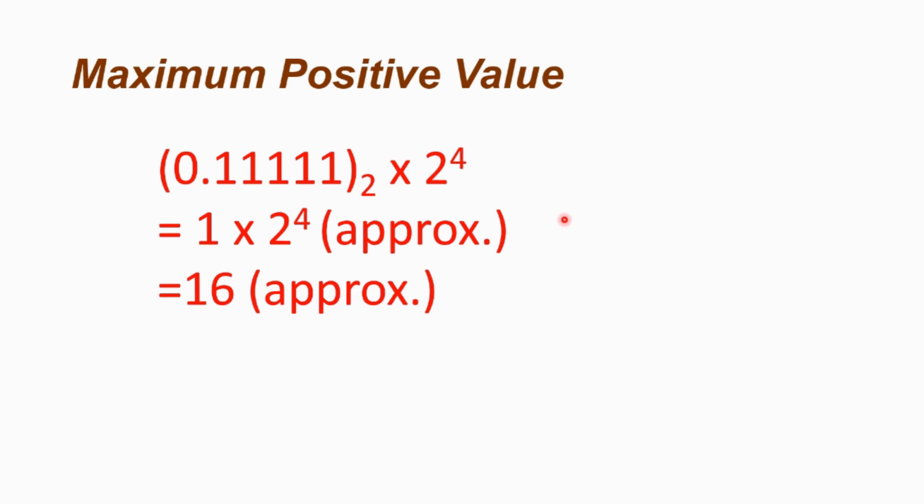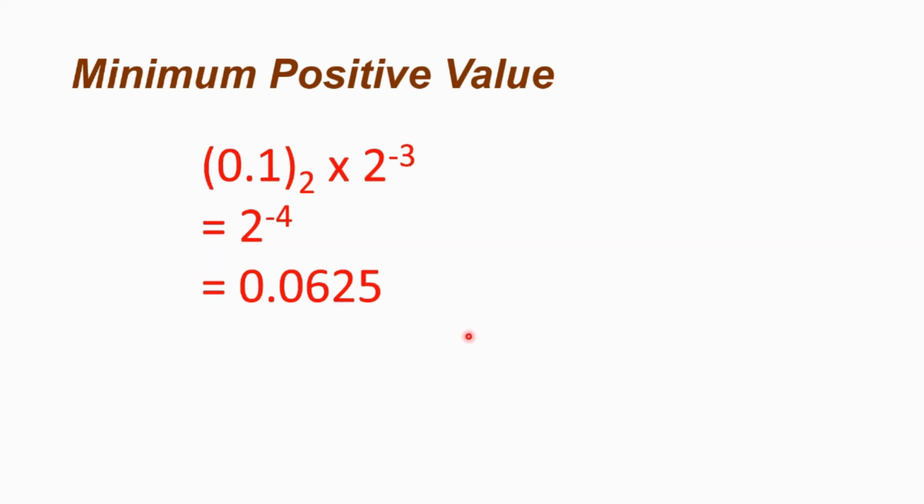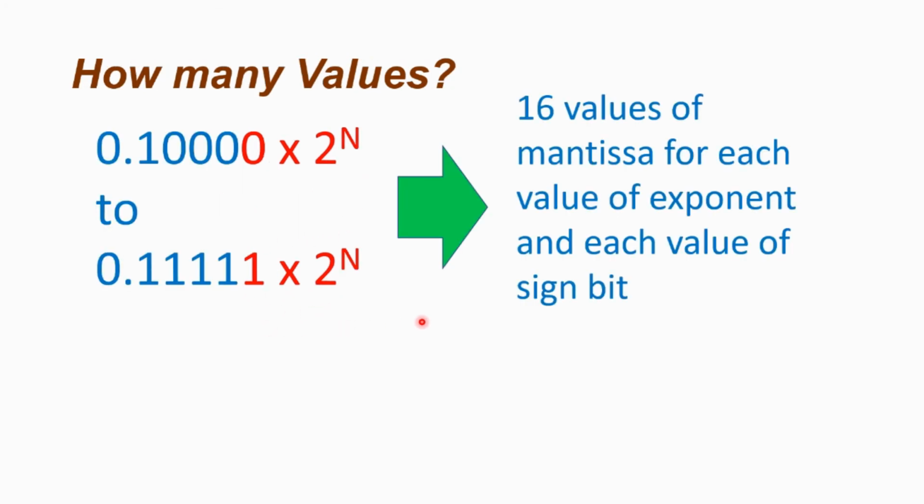So what is the maximum possible positive value? That is this bit pattern 0.11111. And what is the maximum exponent? 2 to the power 4. So that is approximately 16. What is the minimum positive value? We put all the 4 Mantissa bits to 0. We get 0.1 into 2 to the power -3, that is 2 to the power -4, that is 0.0625.